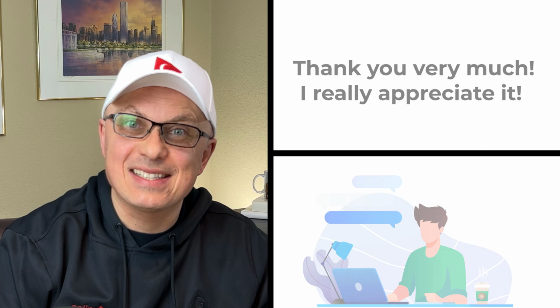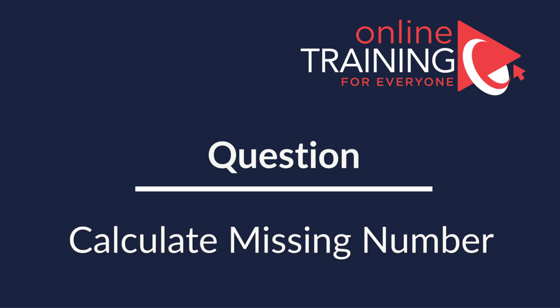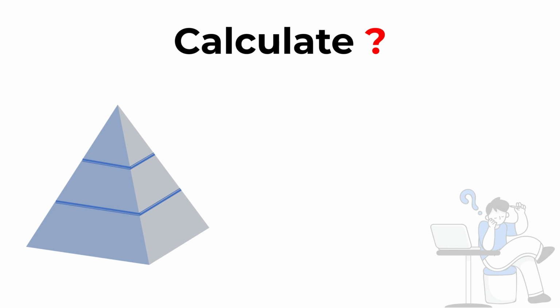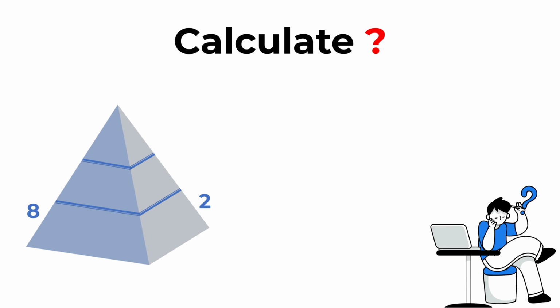Here's a cool question you frequently see on the test. You need to calculate the question mark. And you're presented with the three-layer pyramid. In the bottom layer, you have numbers 8 and 2. In the middle layer, you have numbers 4 and 6. And in the top layer, you have number 3. And on the other side of the pyramid, you have a question mark.